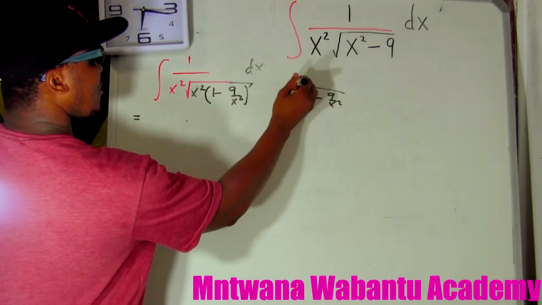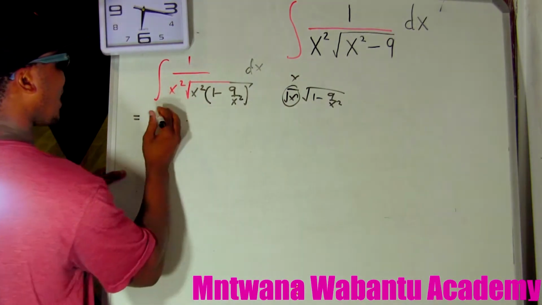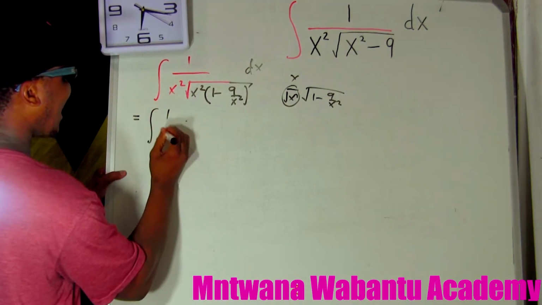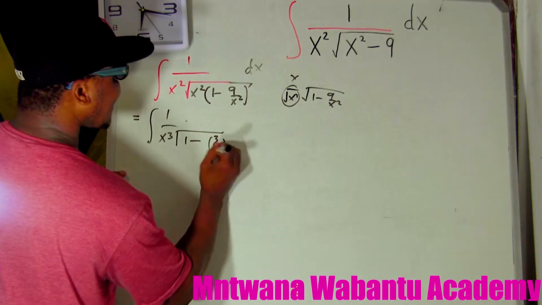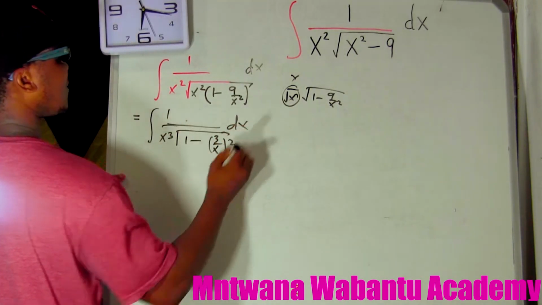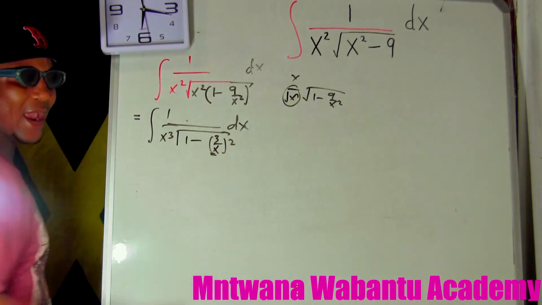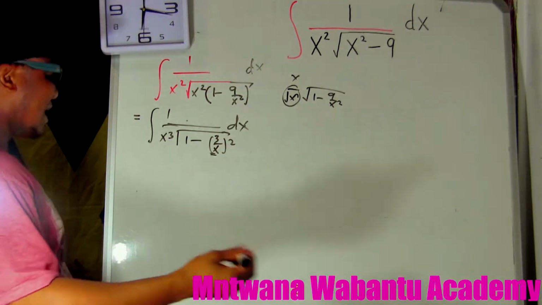So x times x equals x cubed. So we have the integral of 1 over x cubed, and then the root of 1 minus 3 over x, squared, dx. That will be the first step. And then I'll let this equal any letter, say t, or u, whatever. Let's say it equals t.